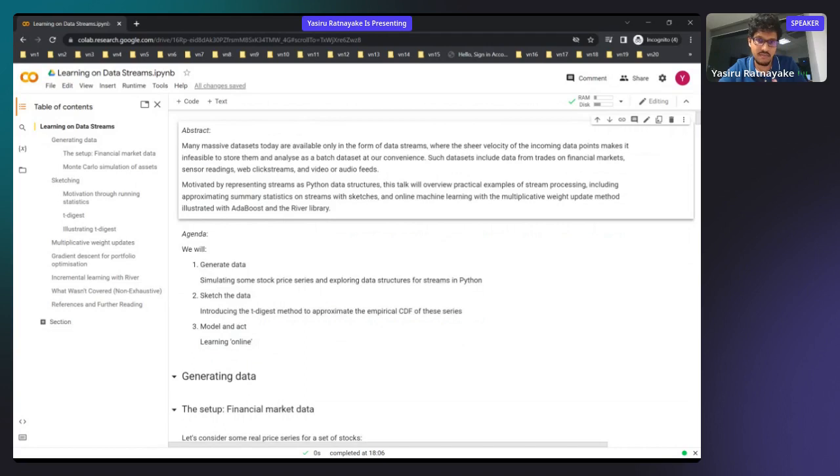Once we have a bit of a handle around the data, I'd like to explore something called sketching. With sketching, this is a way of getting a summary of the data that you're interested in.